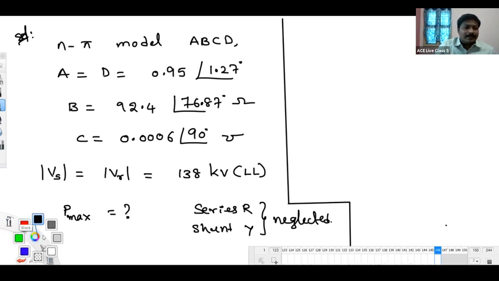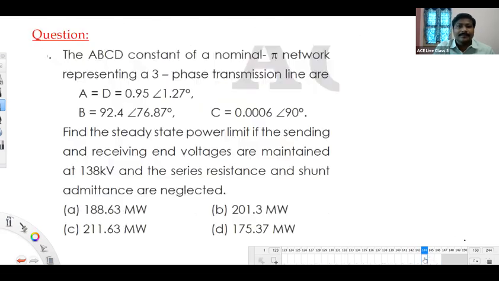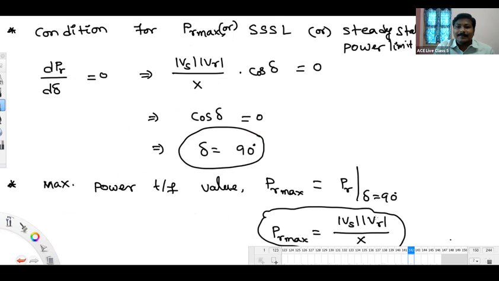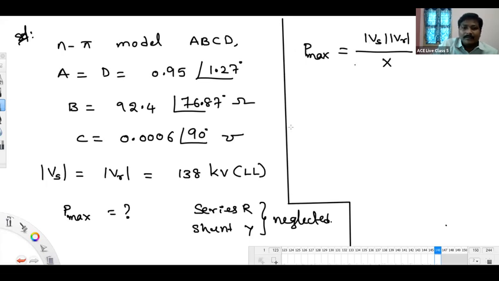See, listen. Series resistance and shunt admittance are neglected. After neglecting these two, what is the equation for the P maximum? That is nothing but VS VR by X, no? That's what we have studied just now. The same assumptions we have made just now. So the maximum power transfer capacity after neglecting the resistance will be Vs into Vr by X. What are the values of Vs and Vr?